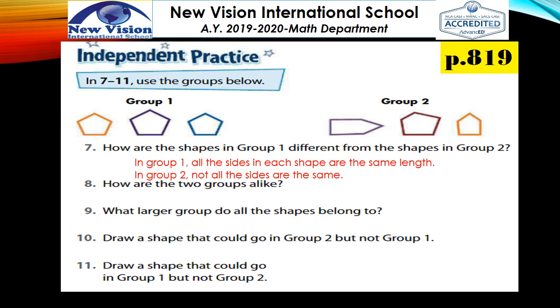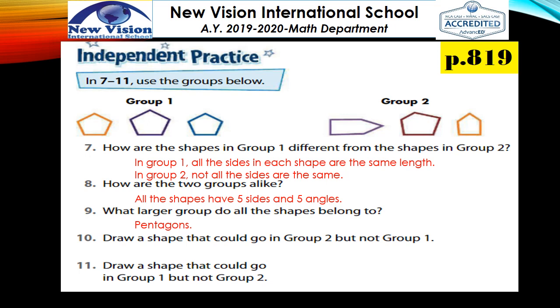Good. Number 8, how are the two groups alike? How are group 1 and group 2 alike? All the shapes have 5 sides and 5 angles. Good. Number 9, what larger group do all the shapes belong to? Pentagons. Why pentagons? Pentagons have 5 sides.